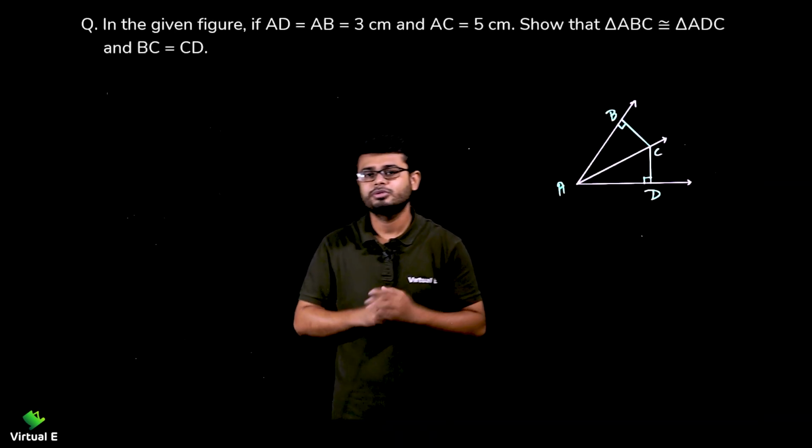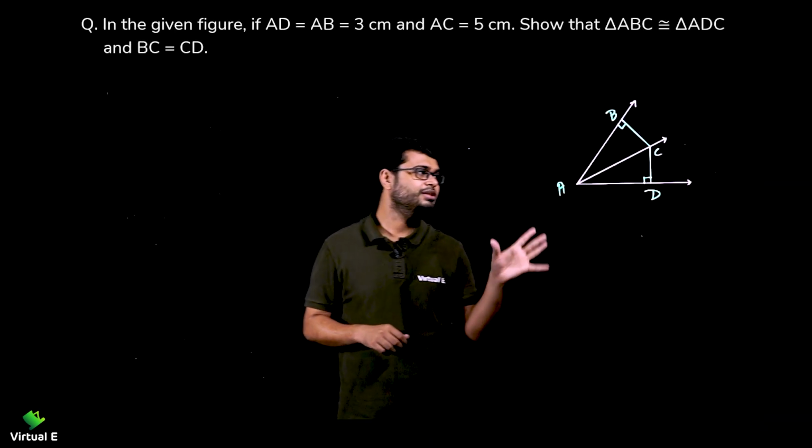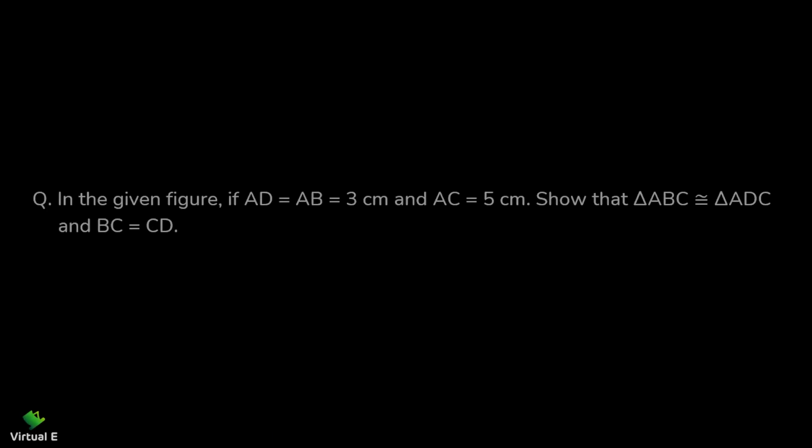Let's start with one more question. We have the figure in the question. It is similar to the previous one. Let's start with the question. In the given figure, if AD is equal to AB is equal to 3 cm and AC is equal to 5 cm, show that triangle ABC is congruent to triangle ADC and BC is equal to CD.